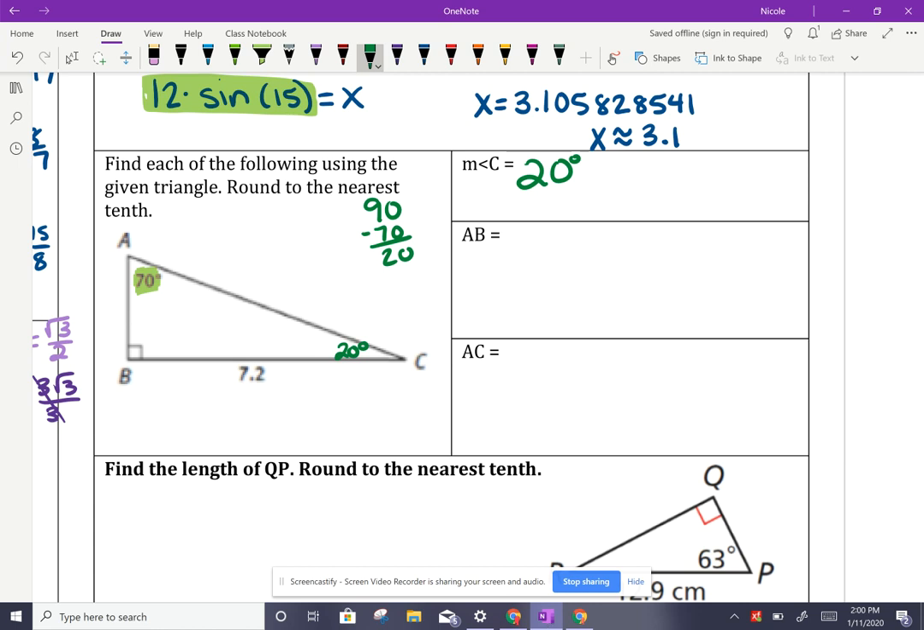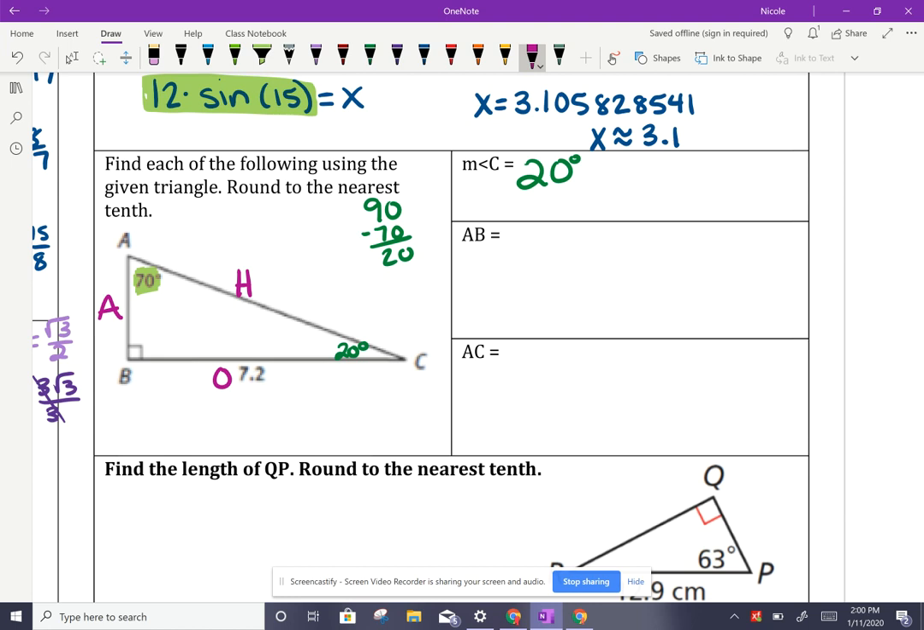I'm given BC, and I'm told to find AB and AC. So based off of angle 70, you can use 20 as well. I'm going to go with the one that was already provided for me, but you can use angle of 20 as well. So from 70, 7.2 is my opposite, AB over here is my adjacent, and AC is my hypotenuse.